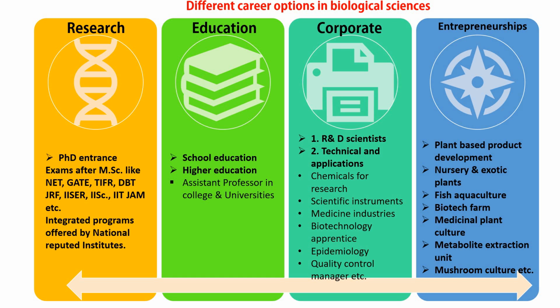And number 4 is entrepreneurship, an emerging field in basic sciences. So there are several options in entrepreneurship. You may develop different compounds like plant-based products. You may develop a nursery for exotic plants, for fish aquaculture. There is development of several breeding techniques for fishes, to develop different fishes. You may develop a biotic farm, medicinal plants culture, metabolite extraction, which have a huge demand, mushroom culture, etc. So these are just some examples.